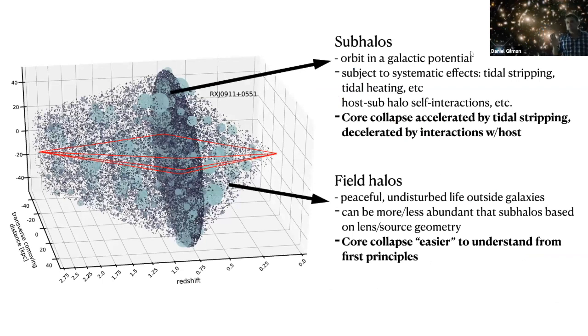When we try to keep track of this core collapse time scale, there are two populations of objects in mind, and as I'll discuss, we need a different time scale for both. First, we have subhalos.